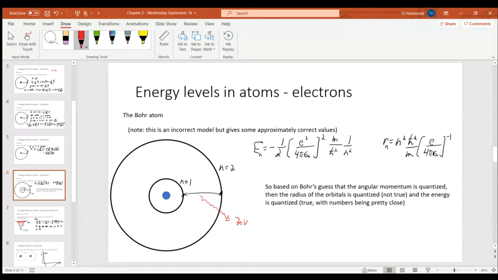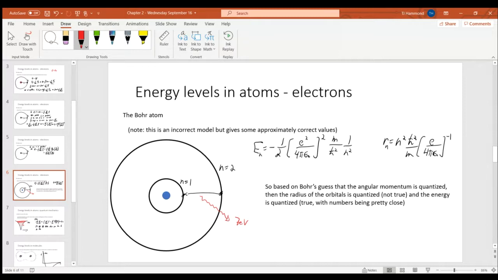And that was right, and it turned out that these energy levels are quantized. So this is a very crude model. It gives approximately these right numbers. It turns out it's not right at all physically. So once you stick in a second electron, you can't get this to work whatsoever.